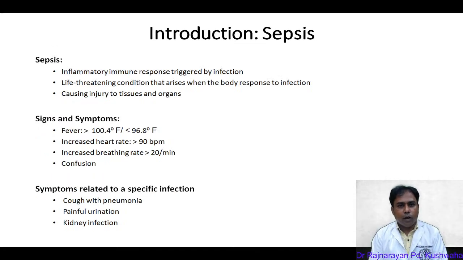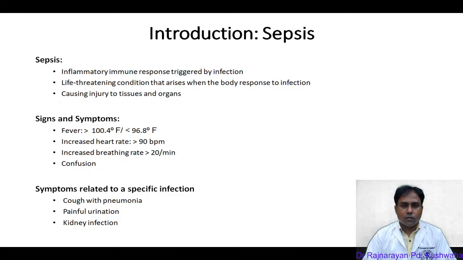So first, for biomarkers, we have to understand what sepsis is. Sepsis is an inflammatory immune response triggered by an infection, and it is a life-threatening condition that arises when the body responds to infection. When a person is in sepsis, it is causing injury to tissues and organs. When a person is in sepsis, some signs and symptoms appear.